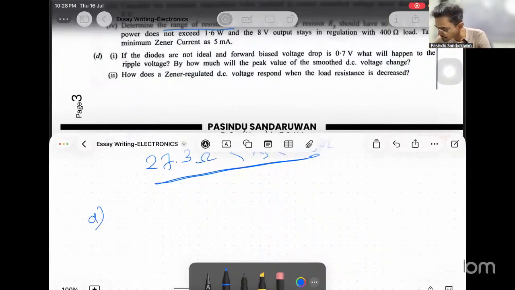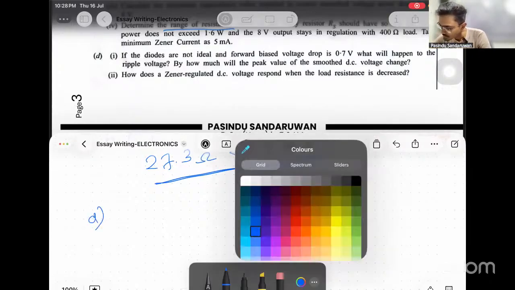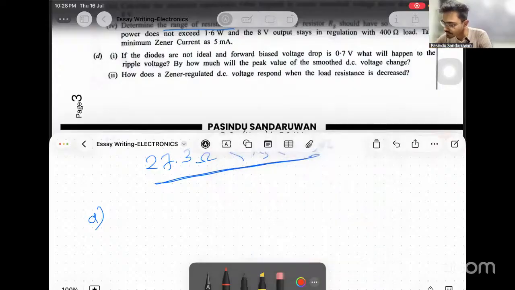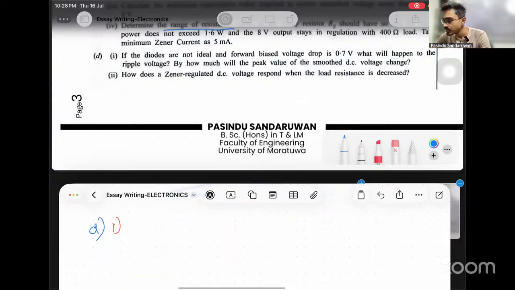Part D. D1. If the diodes are not ideal and forward biased, the voltage drop is 0.7 volts, what will happen to the triple voltage? If these diodes are non-ideal, we know.